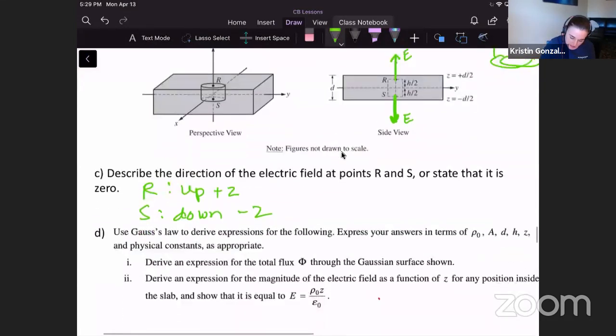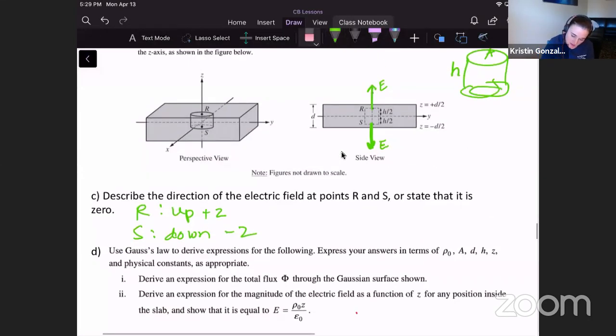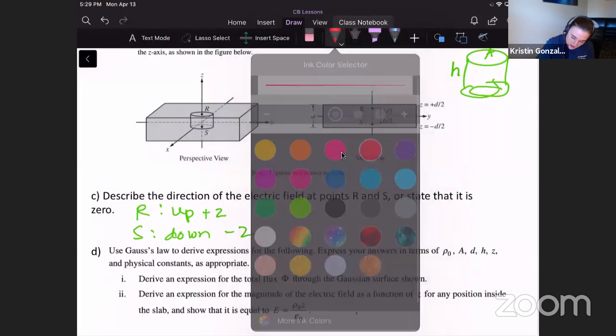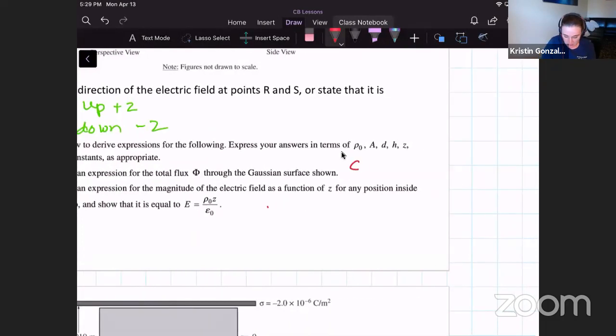Okay, next step, let's use Gauss's law to derive some expressions. Let's find what the total flux is through the Gaussian surface shown. If we want to know what the flux is, how do we get flux again? We know it's either side of Gauss's law, right? So I'm going to write them both down and then we're going to look at which side we should use.